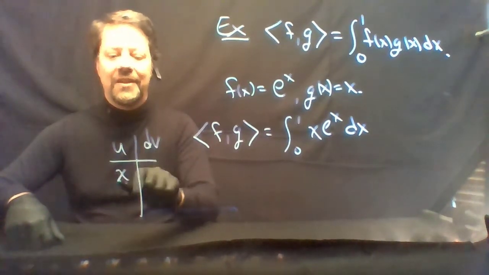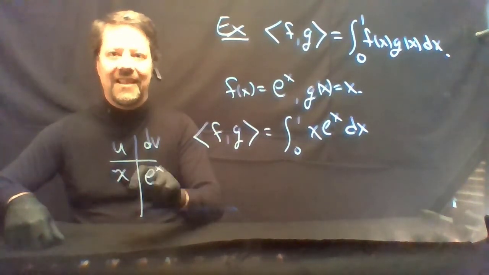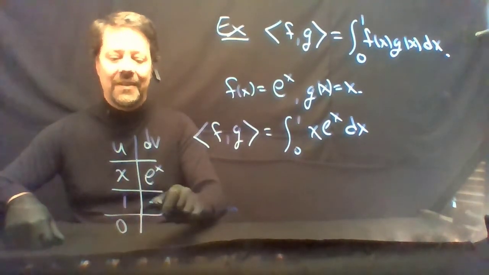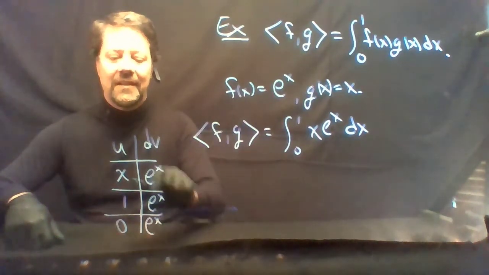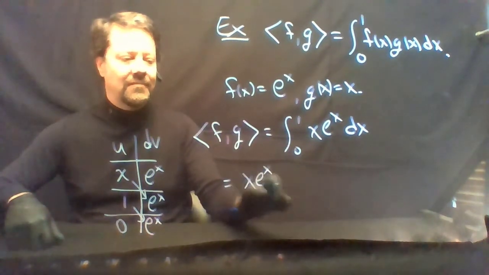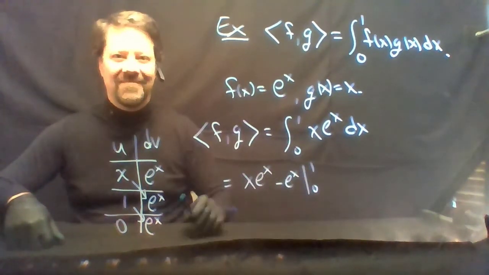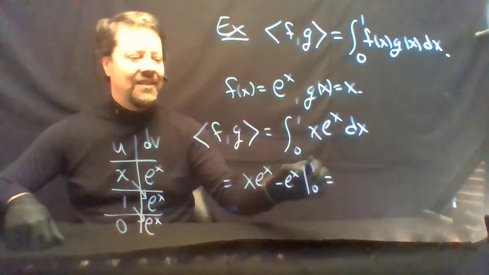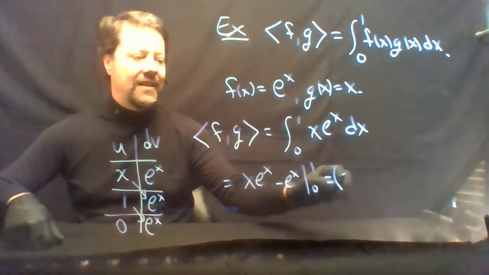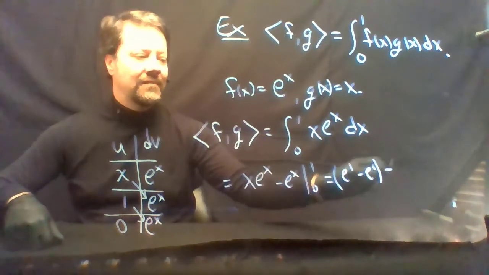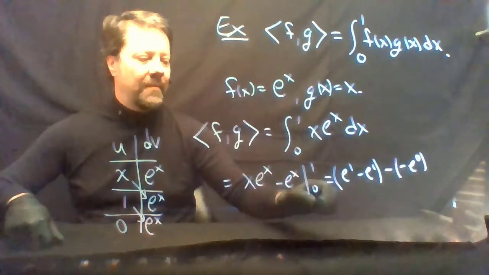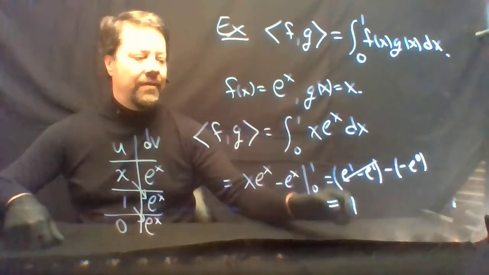U is the thing you want to differentiate. dv is everything else. We'll differentiate down the first column until we get to 0. We'll integrate the second column. You multiply down diagonals and subtract. There's your integral. We'll plug in 1. When we plug in 1, we get e to the 1 minus e to the 1. And then we subtract what we get when we plug in 0, which is minus e to the 0. We end up with 1.